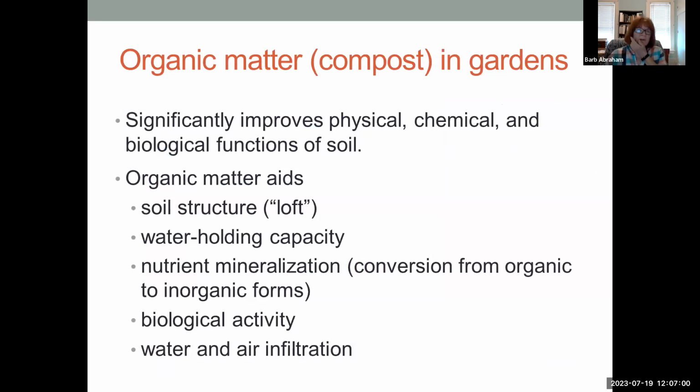Okay, so what does your compost or organic matter, that's what you're adding, do for your gardens? It includes not only the chemical, but also the physical and the biological functions of soil. So when you add compost, you're not just helping your plants, you're helping the soil food web as a whole. So organic matter adds soil structure. I tend to call this a loft.